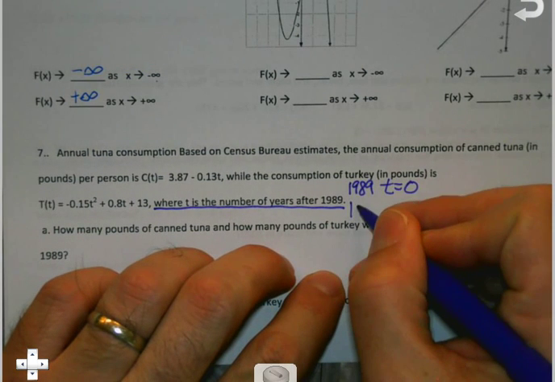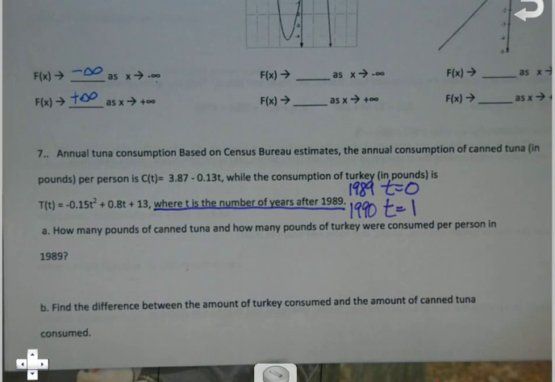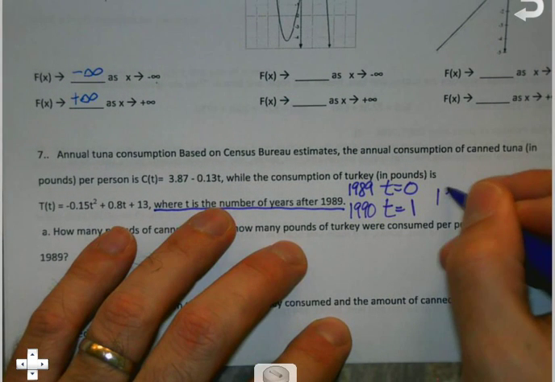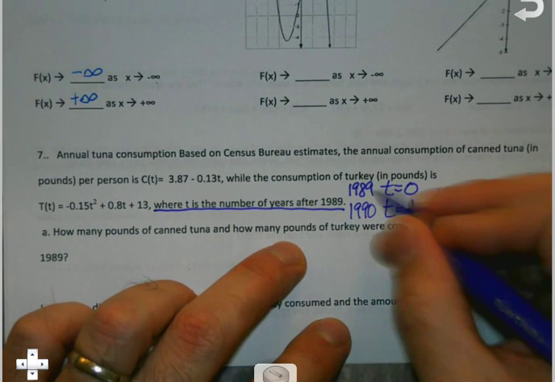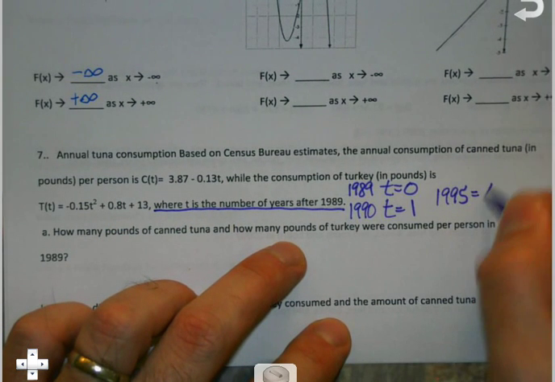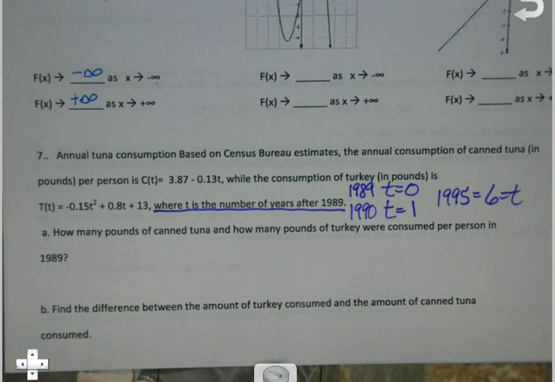Now if I wanted a different year, let's say 1990, okay, that's 1 year later, so my T value would be 1. Or if I wanted to know what happened in 1995, okay, that's 6 years after this, so my T value would be 6, and so on. It just allows me to plug that value in and figure out in a particular year what that consumption would be.